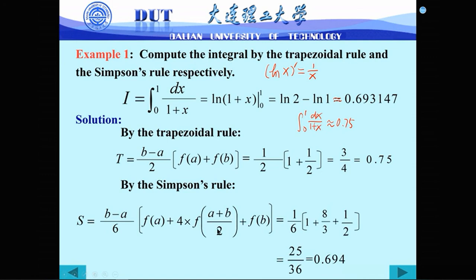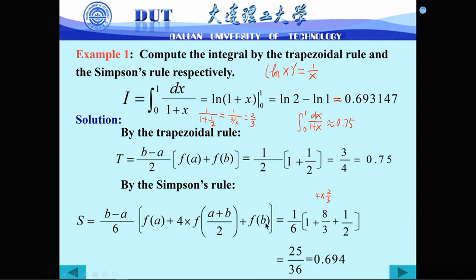So when x equals 1 over 2, then it is 1 over 1 plus 1 over 2. It's okay? So here it should be 1 over 3 over 2, so it is 2 over 3, right? So 4 times 2 over 3 is 8 over 3. Right? It's okay? So this is 2 over 3.